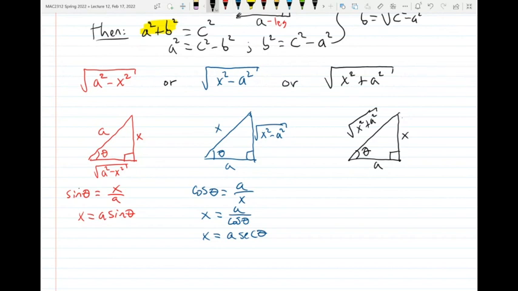All right, and then for the last one, what are the sides that we should worry about? Opposite and adjacent. What comes to mind when we say these words? Tangent. Of course, this requires that you know what these functions are: sine, cosine, tangent, and so on, and how they are defined using a triangle. So tangent of theta is x over a, so x is a times tangent. Are we okay with this?